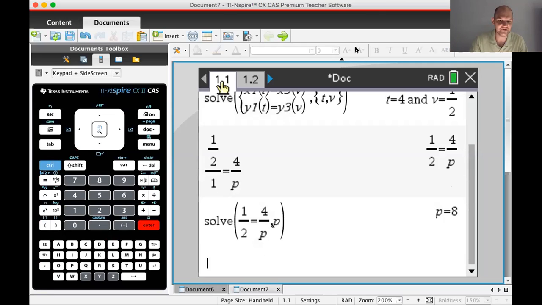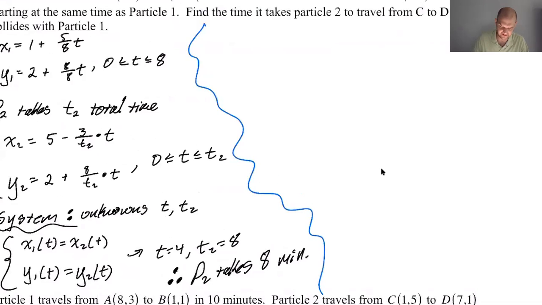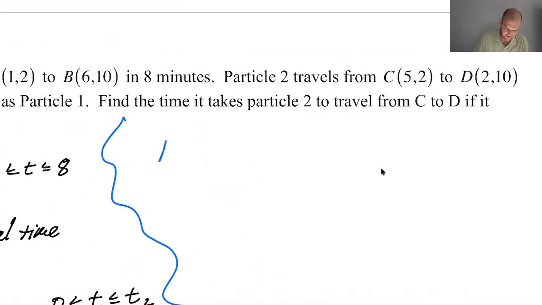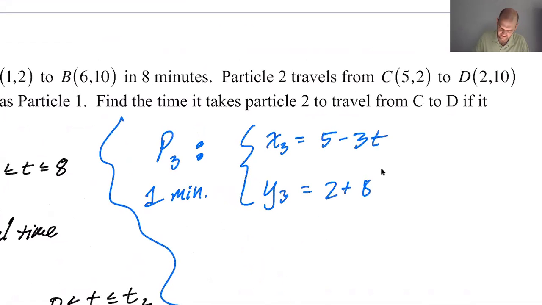I'm going to go back to the notes and explain that one more time, because that was a terrible description, even though I feel like it makes a lot of sense. And this is like the 3rd time I've done this particular method. So if you get it, good. If you don't get it, here's what I basically did. I created P3, which is going to be X3, Y3. This takes 1 minute. So that was just 5 minus 3t. And this was just 2 plus 8t.